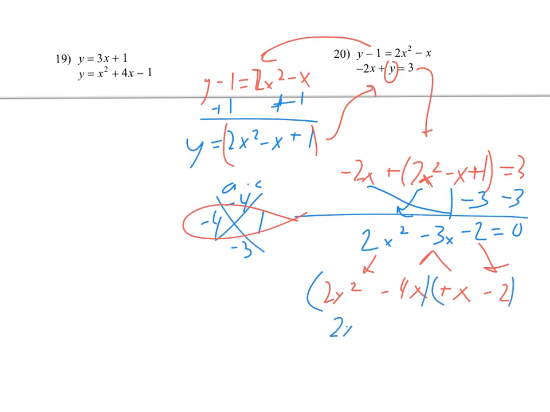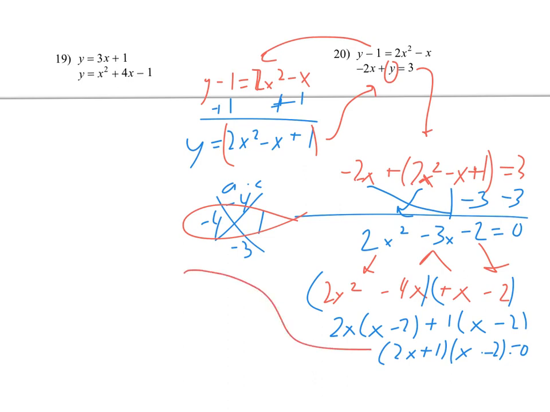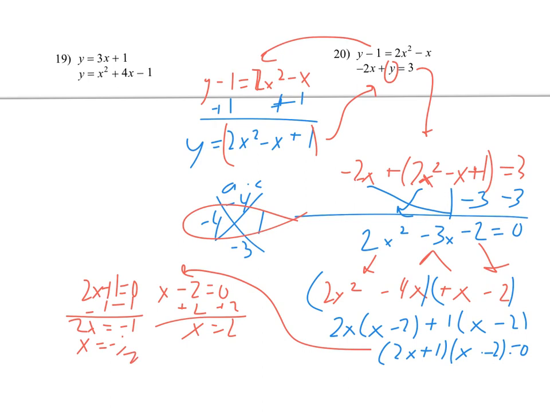And so the first group I can take out 2x, leaving me with x minus 2. The second group, it looks like I can't take out anything, so I can take out a plus 1 there. So I get 2x plus 1 for the stuff outside, and then x minus 2 for the stuff inside, equal to 0. Now I can split these up and set them equal to 0 individually and solve. So for this one, get x equals 2. This one, get 2x equals negative 1, and so x equals negative 1/2.